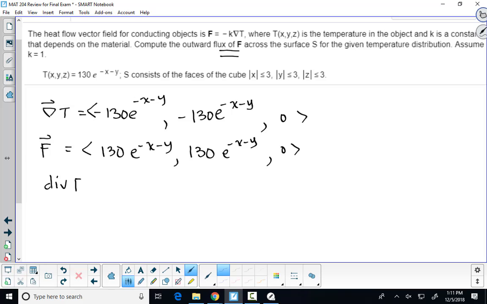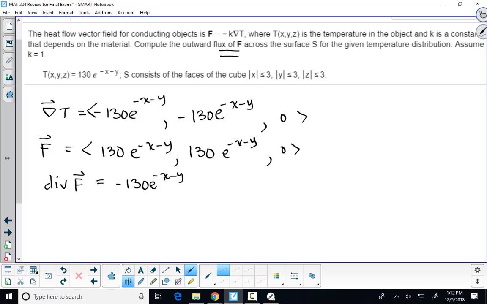Why is T negative? They give us that F is negative k times del T. If k is 1, then we take negative 1 and multiply it by del T to get F. Right, but why is del T negative? Because for the partial derivative with respect to x, we have to use the chain rule. All right, so the divergence is the partial of each component with respect to either x or y. The partial of this with respect to x is going to be negative 130 e to the minus x minus y. How about the partial of this one with respect to y?